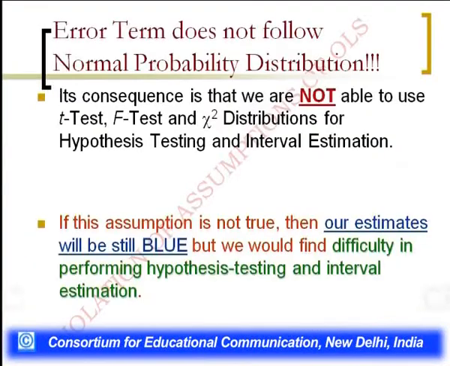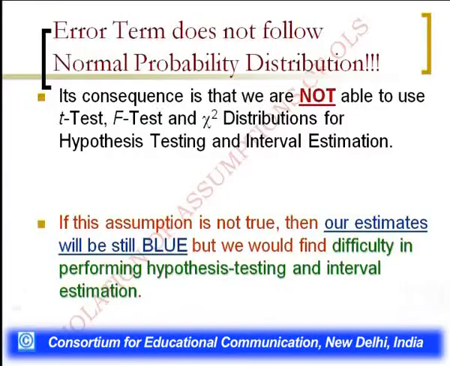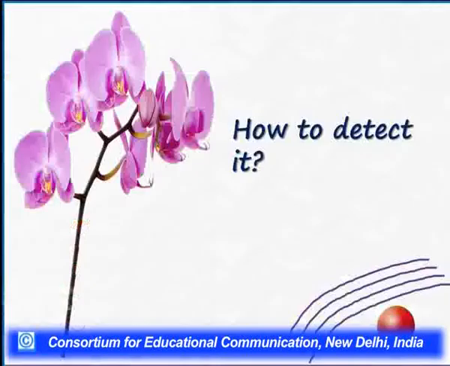Now, what are the consequences? Its consequence is that we are not able to use the t-test, the F-test, and the chi-square distributions for hypothesis testing and interval estimation. So, this is a big thing, and this has to be kept in mind. If the assumption is not true, our estimates will still be BLUE, but we will find difficulty in performing hypothesis testing and, again, interval estimation.